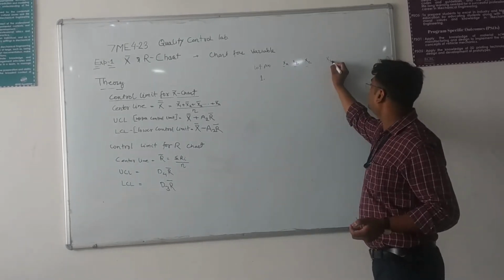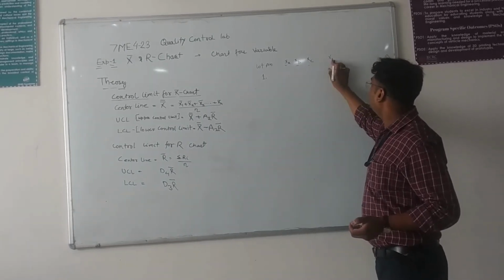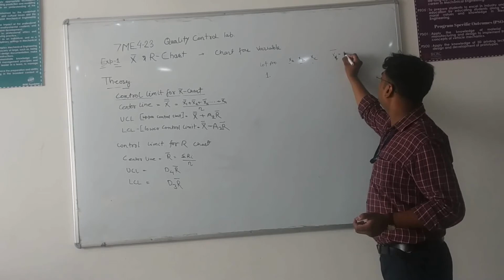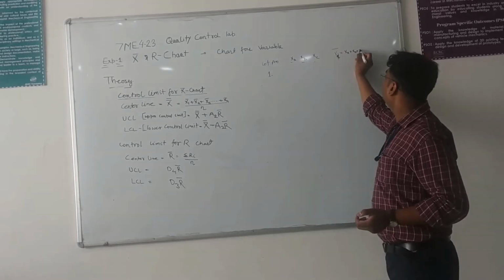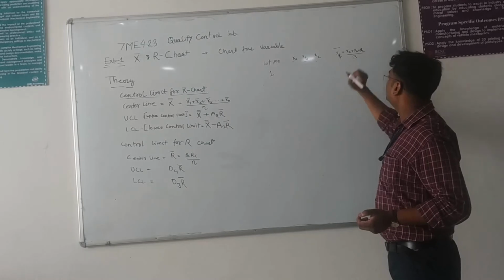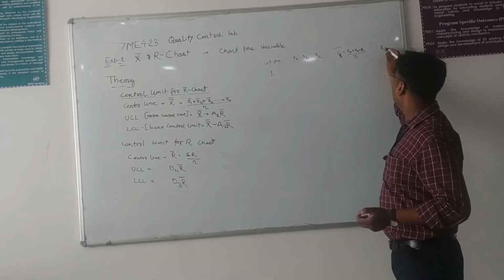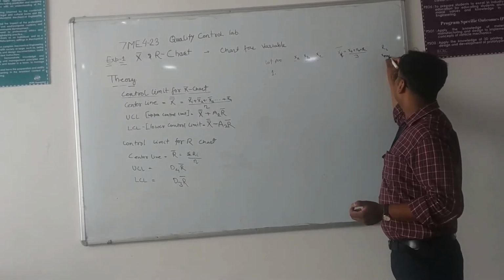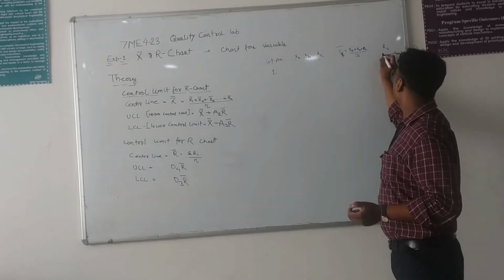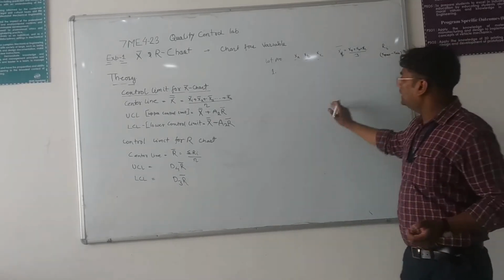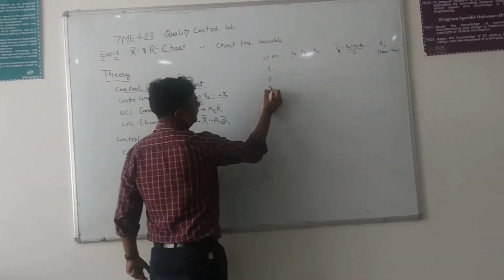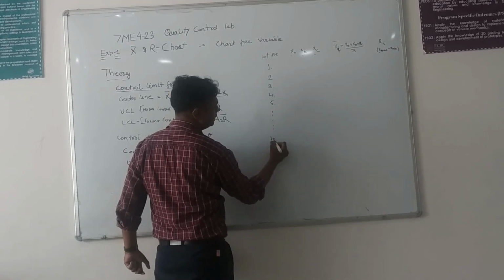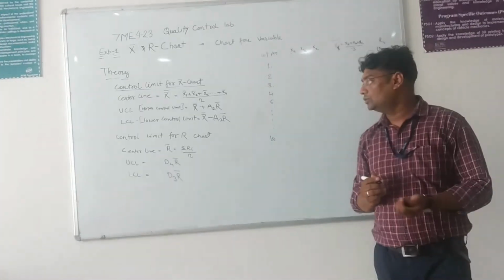Then we find xi bar for lot 1. This is xa plus xb plus xc divided by 3. Similarly, we find Ri. Ri is x max minus x min. We calculate this from the table; suppose we took 10 samples, then we calculate these values.